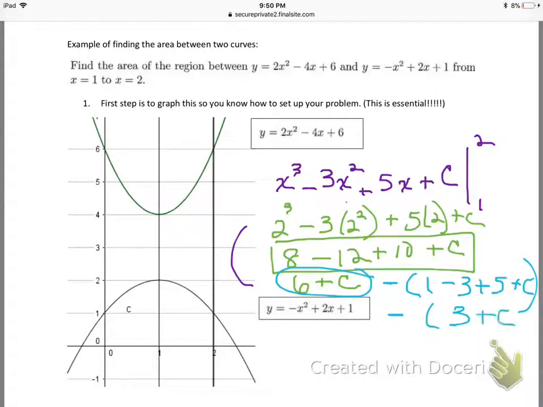Okay, plus c. So now I have 6 plus c minus 3 plus c. The c's cancel. I get 6 minus 3. And the area right in here between 1 and 2, between these two curves, that area has a measurement of 3. Alright, so that's the area between two curves. Let's look at the bottom of the page to make sure we see what they've done, and we'll summarize it, and then we'll go on to the next topic in this section.